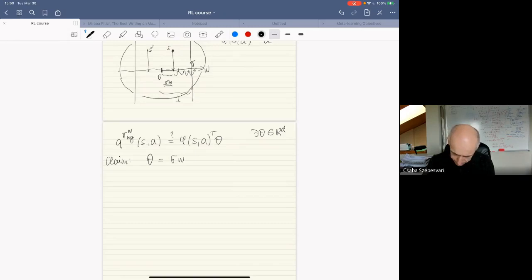So how do we prove a statement like this? Give me some ideas. How would you prove it? You want to prove that this theta parameter is really such that the action value function of this target policy in this MDP satisfies this. Simple ideas. I will not ask you to do it. I will do it.